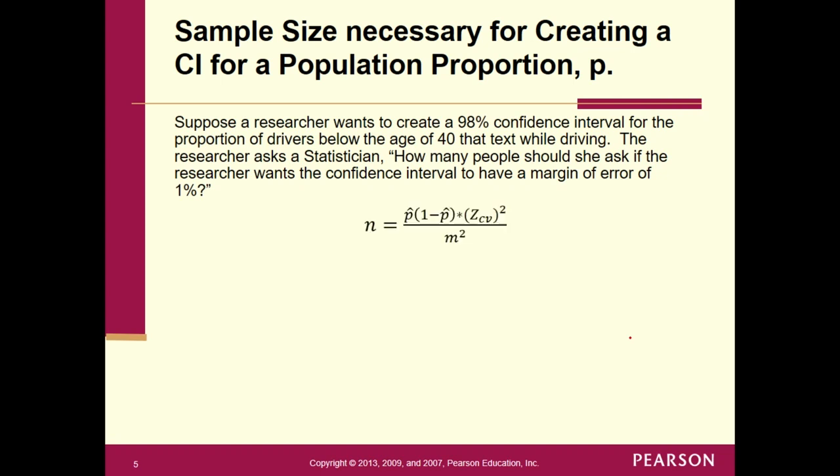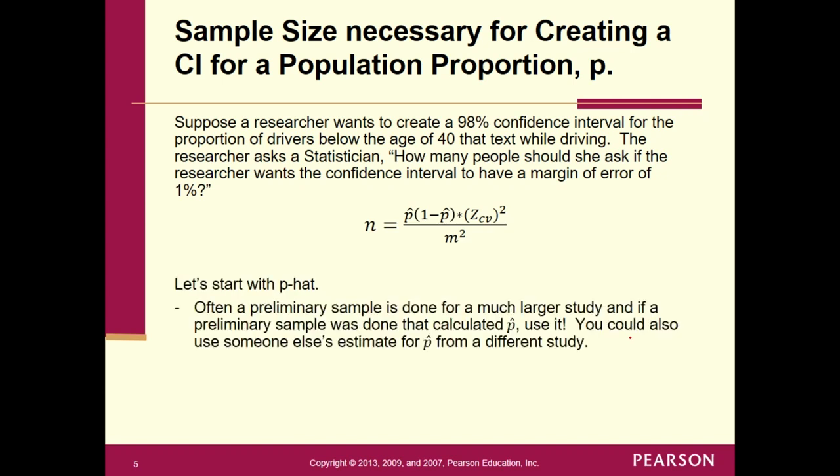Okay, so here's our formula. Let's start with p hat. Remember what I said: if we have a preliminary study that was done, we go ahead and use it, or if we got somebody else's study. Well, did we have that here? If you read through this again, I don't think you have that here. I don't see any kind of preliminary sample that was done. So what are we going to have to do? We're going to have to set p hat to what? 0.5. Okay, we're going to have to set it to 0.5.